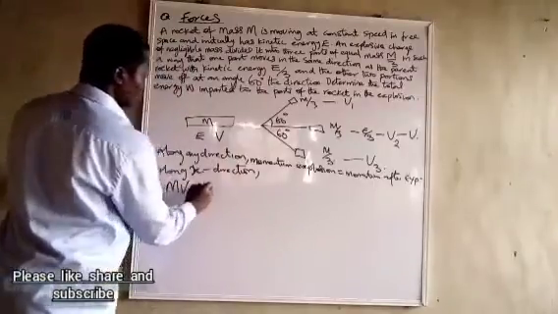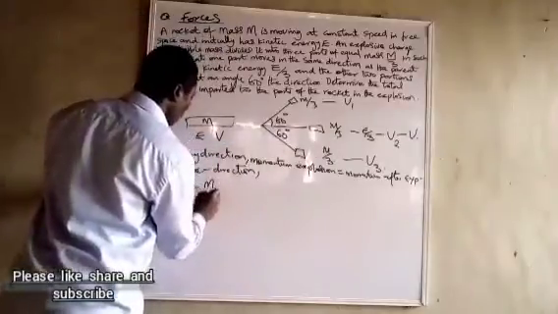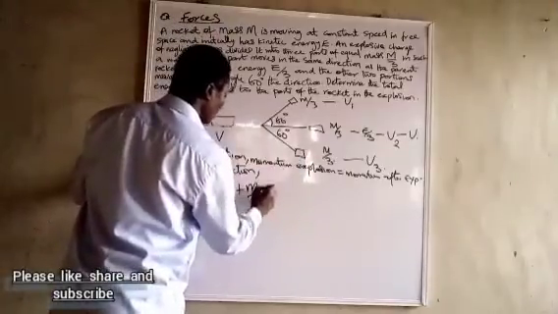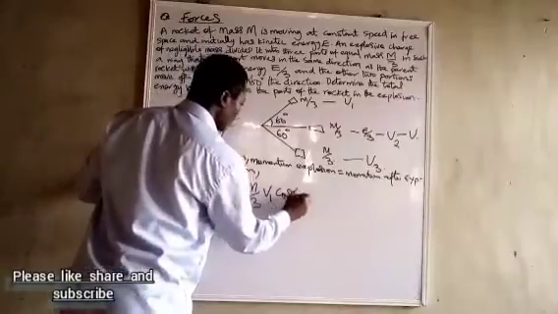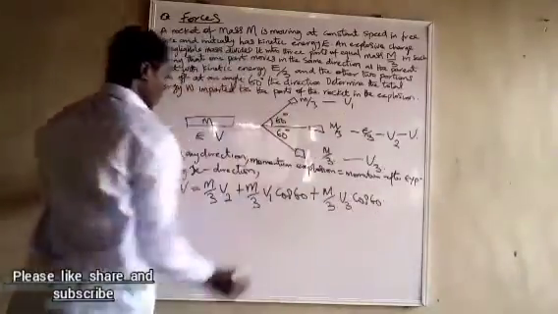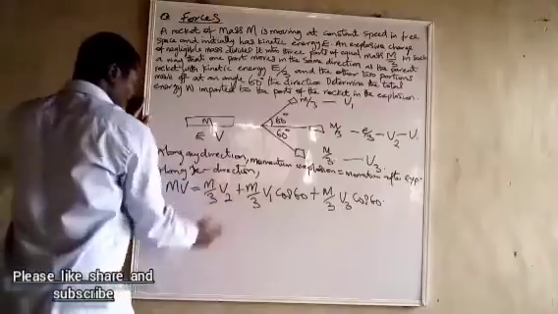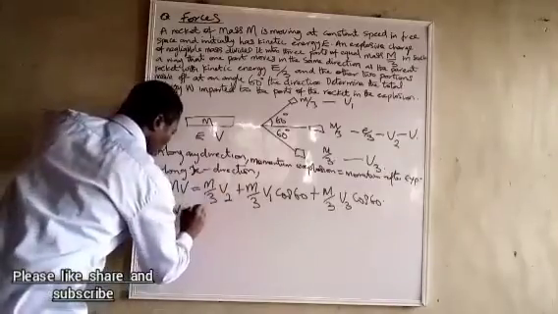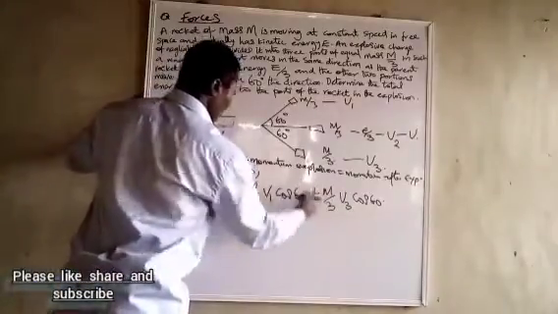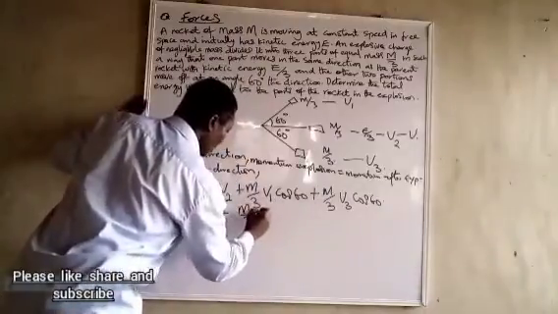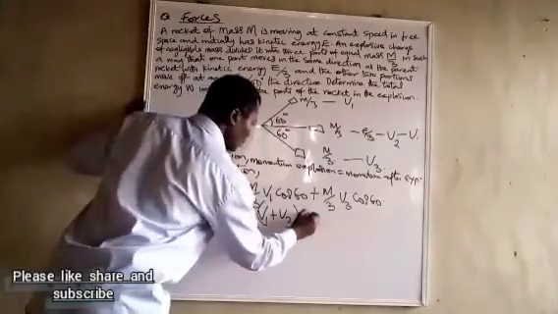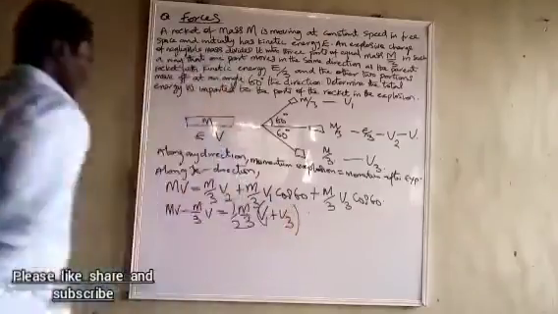mv is equal to m over 3 v2 plus m over 3 v1 cos 60 plus m over 3 v3 cos 60. And we have established that v2 is equal to v. Therefore, mv is equal to m over 3 v plus m over 3 v1 cos 60, where cos 60 is equal to half. So by the time I add this to it, it gives me m over 3 v1 plus v3 times half.